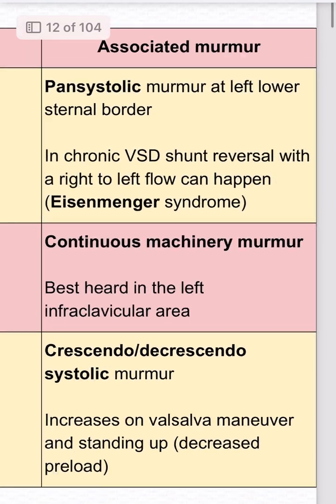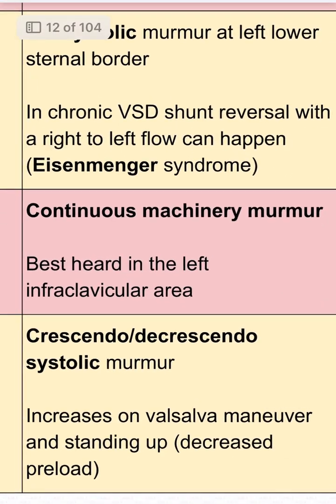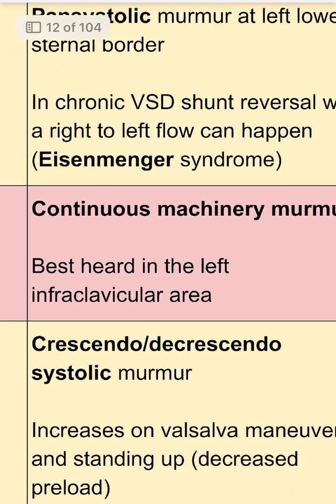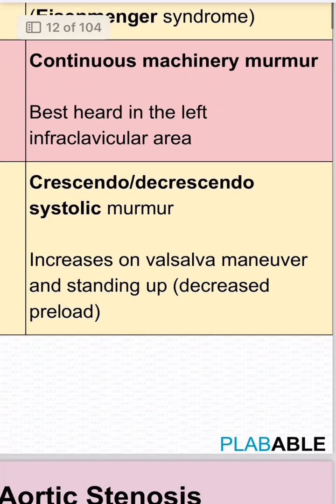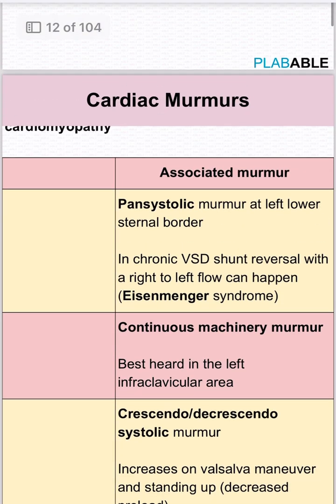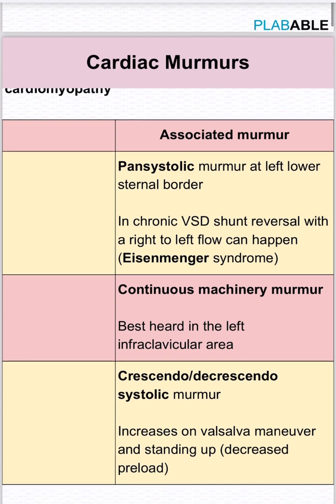A pansystolic murmur at the left lower sternal border is seen in ventricular septal defect. In chronic cases, shunt reversal with right to left flow can happen, which is Eisenmenger's syndrome. If you see a continuous machinery murmur, it is best heard in the left infraclavicular area, and it is pathognomonic of patent ductus arteriosus. A crescendo decrescendo systolic murmur increases with the Valsalva maneuver and standing up, which decrease preload, and it is seen in aortic stenosis. You can have MCQs on these murmurs, so you should make them crystal clear.